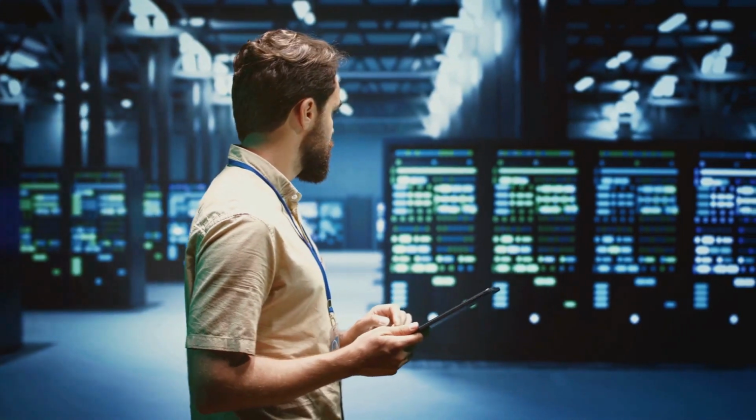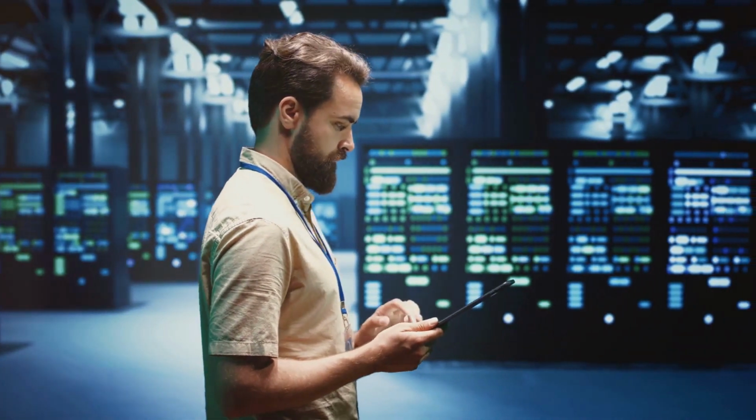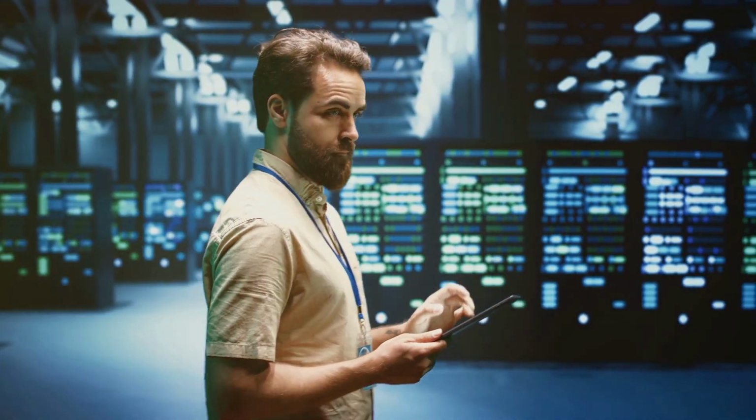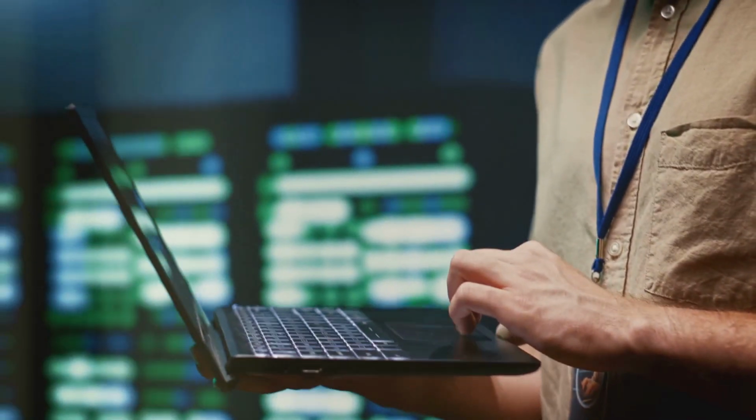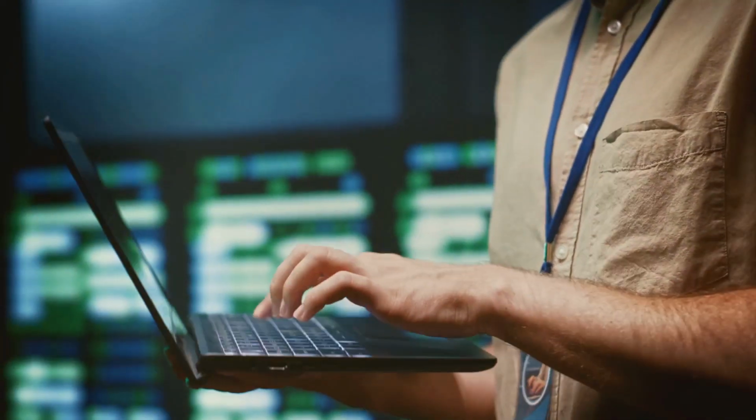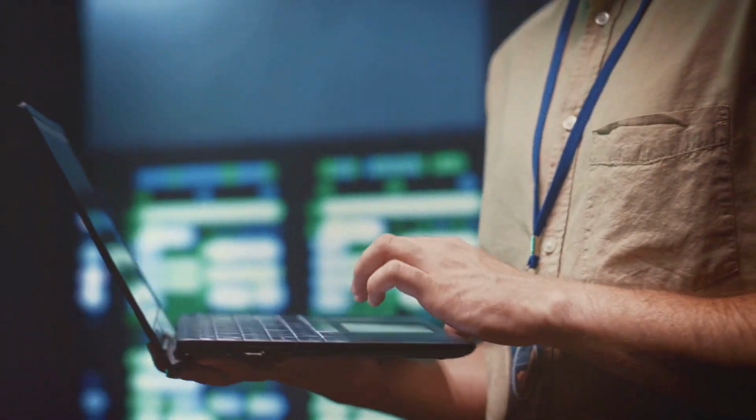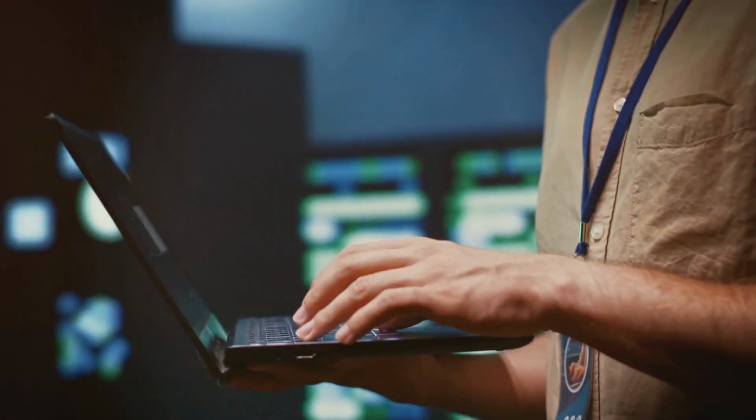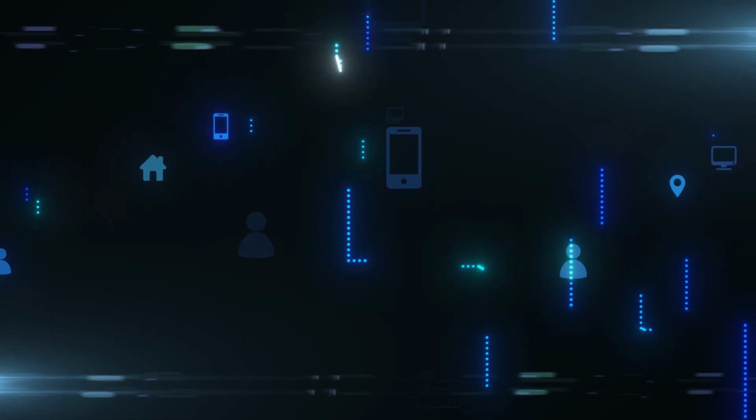Implementing security best practices is another essential step. Regularly auditing and monitoring your system can help you detect unusual activities that may indicate an attack. Ensuring that your system's software is up to date can also protect you from known vulnerabilities.